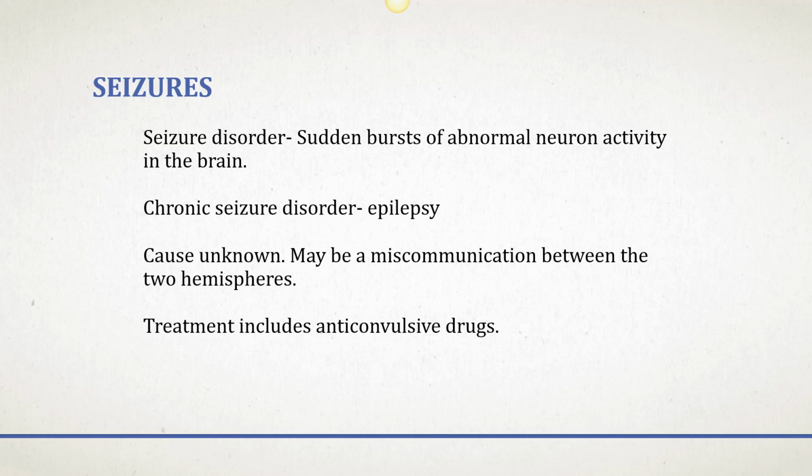Next is an actual seizure disorder. So when you have a seizure disorder, we usually call that epilepsy. And there's different types of epilepsy. So if you have a chronic seizure disorder, like I said, that's true epilepsy. The cause is usually unknown. We used to think that it may be a miscommunication between the two hemispheres.